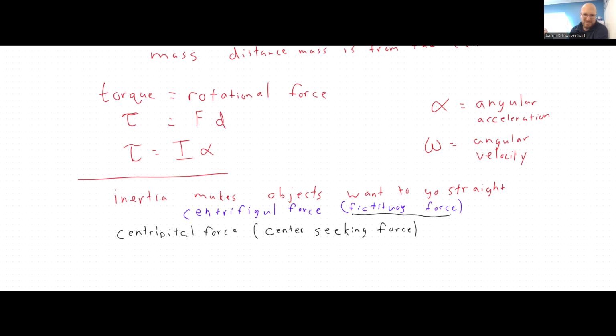The centripetal force is always a net force. It's caused by something else. In this class, we're going to focus on constant angular velocities, not accelerating ones, where it's picking up how fast it's spinning.